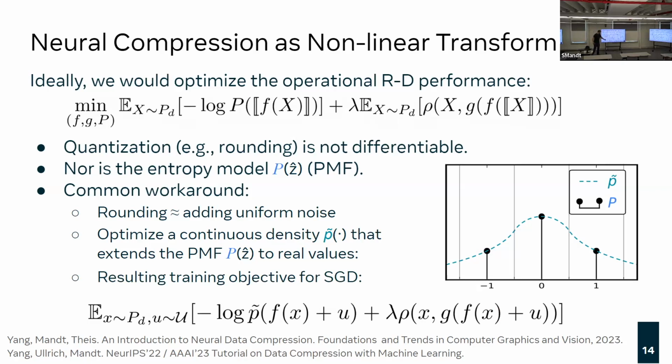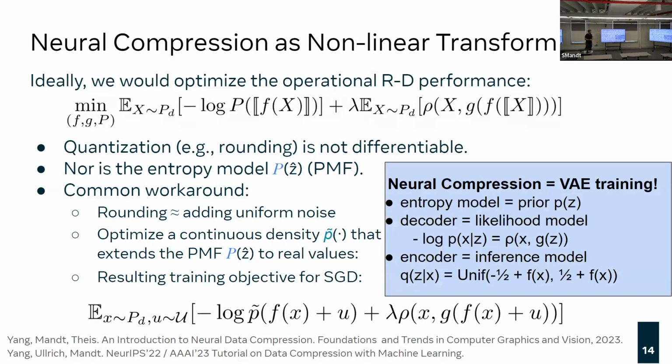you get this object. And for those of you who are familiar with variational autoencoders, you will immediately see that this is exactly the loss function, the negative evidence lower bound of a variational autoencoder, when you do the following mental translations. First of all, as I said earlier, your entropy model is your prior, p of z. That's the distribution for lossless compression. Your decoder is your likelihood model.